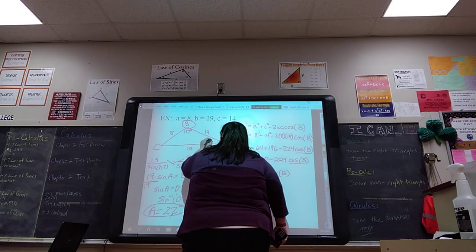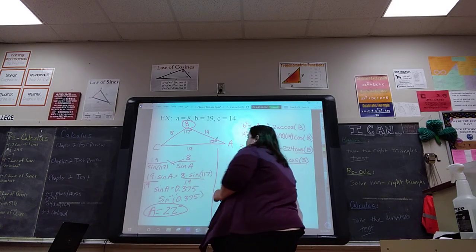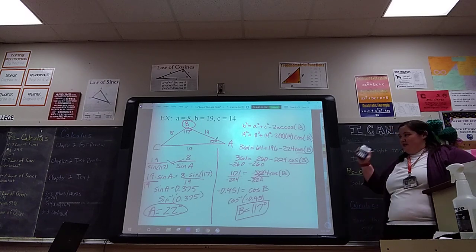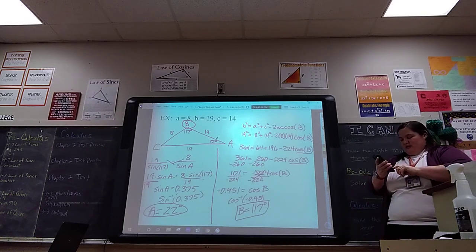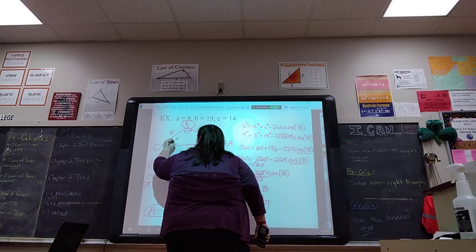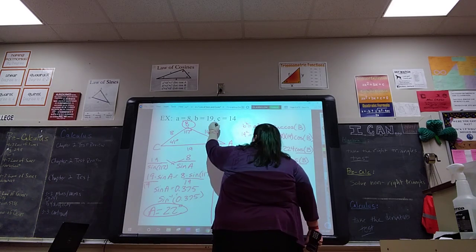And then you can use the angle deal. So now that I have two angles, I don't have to use either one of those again, because I can just do 180 minus 117 minus 22. So angle C.